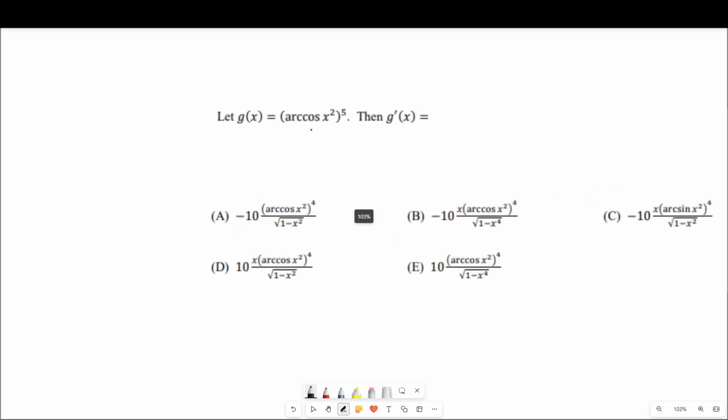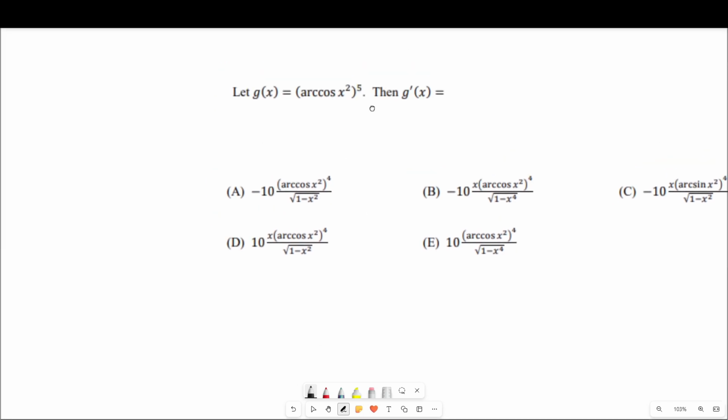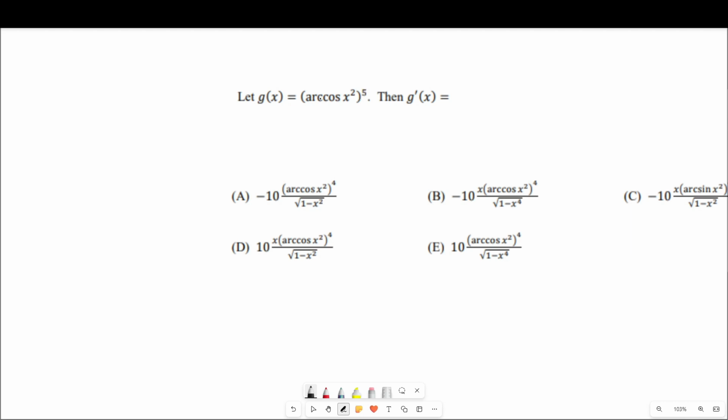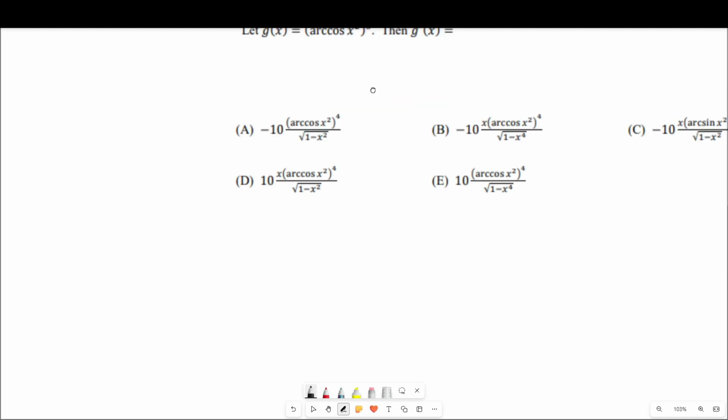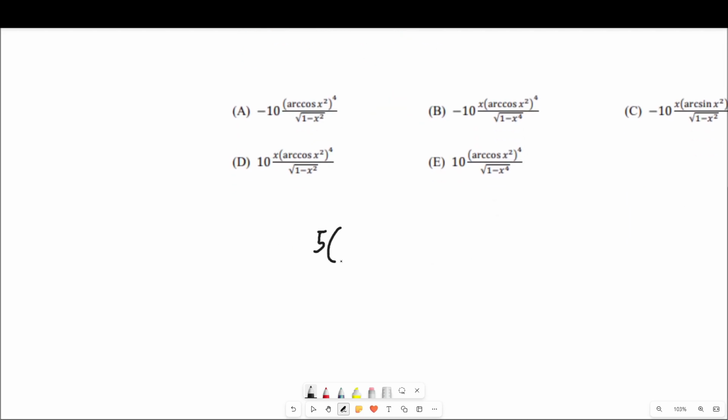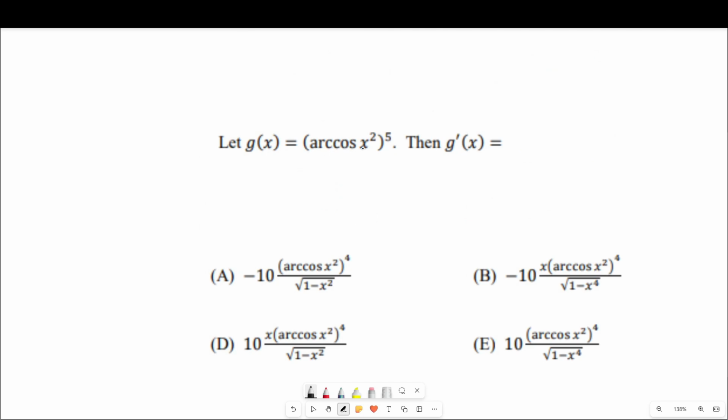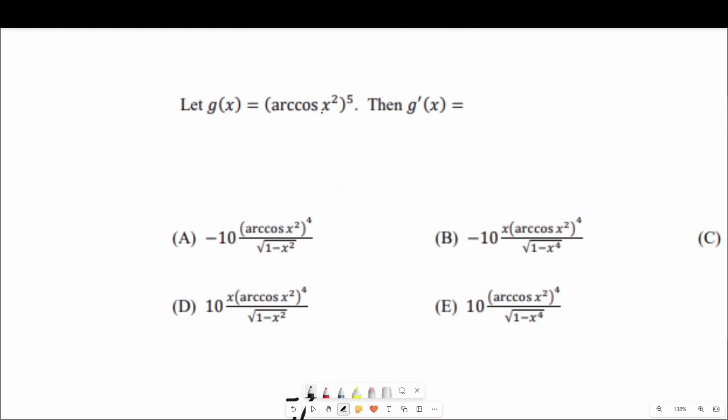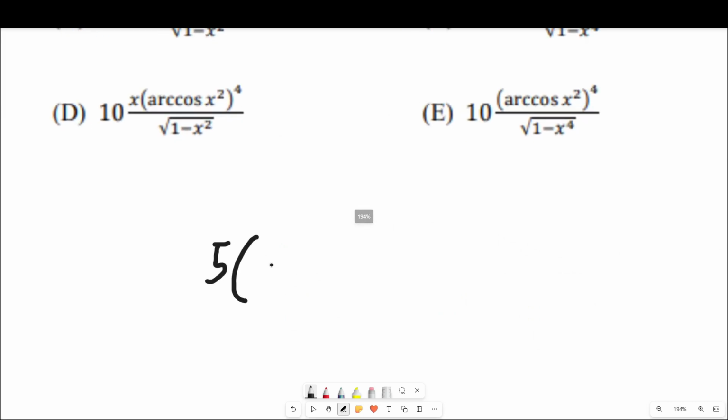Finally, we have the inverse of cosine x squared all to the 5th power, and it wants us to find the derivative of this question. So, gotta use chain rule for this because we got multiple inner and outer functions. So our outer function, we're just gonna have to apply power rule. So 5 times, and instead of arc cos, just remember if it has arc, then it's the inverse of the trig function. So I'm just going to do cosine to the negative 1 of x squared to the 4th. So we got that. And now I'm going to do the derivative of the inner function.